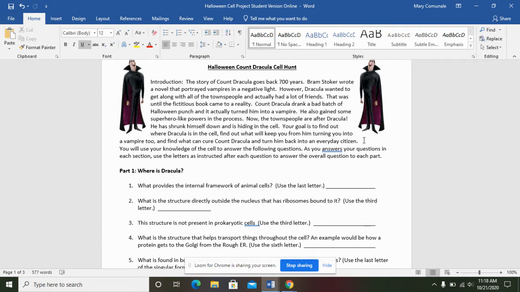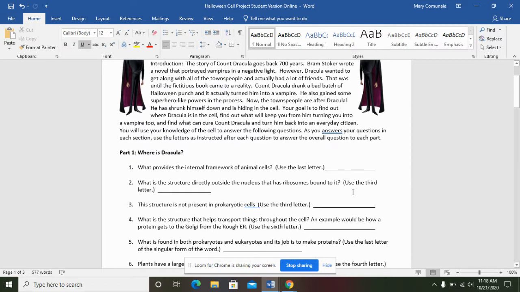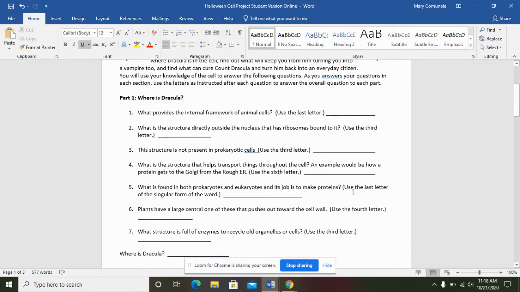Your goal is to find out where Dracula is in the cell, find out what will keep him from turning you into a vampire too, and find what can cure Count Dracula and turn him back into an everyday citizen. You will use your knowledge of the cell to answer the following questions. As you answer the questions in each section, use the letters as instructed after each question to answer the overall question to each part. So here's part 1.